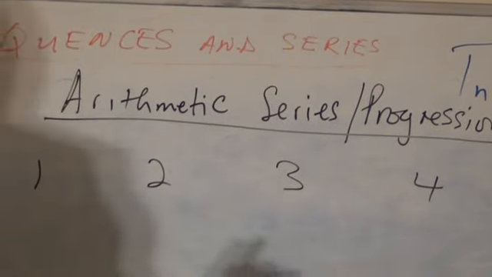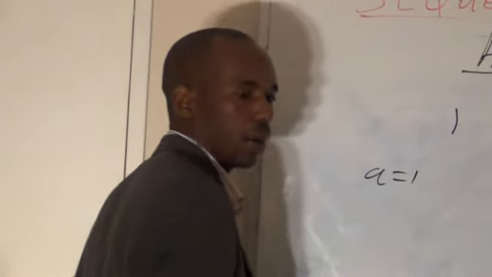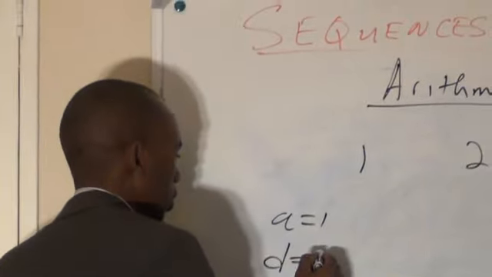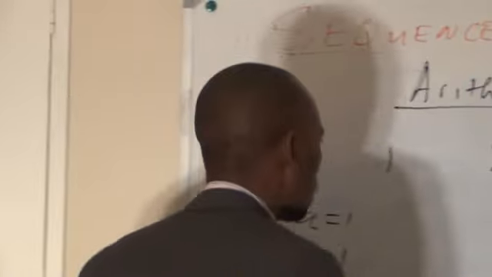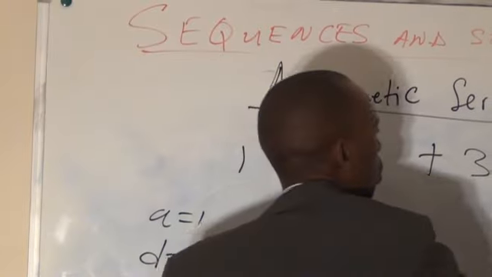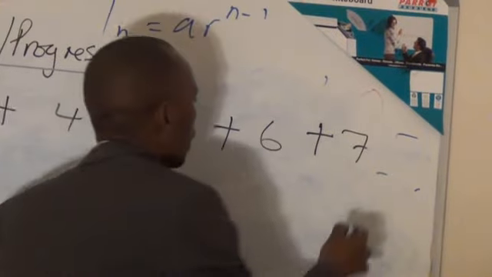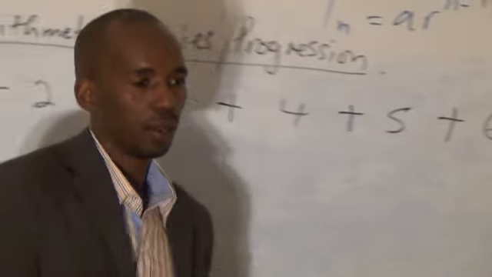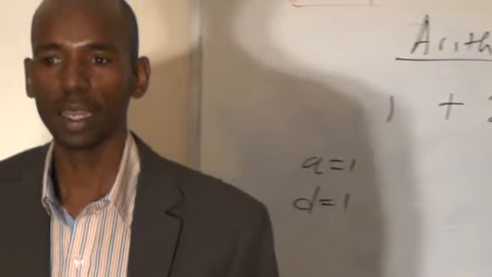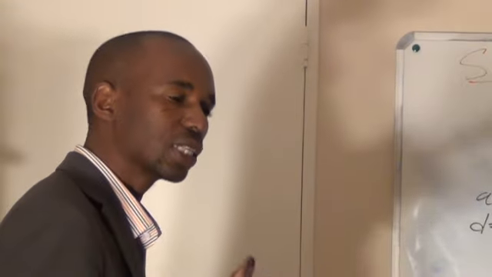That's the sequence. Agree? What is the first term of this sequence? 1. What is the common difference? 1. If I were to do the following, 1 plus 2 plus 3 plus 4 plus 5 plus 6 plus 7 plus some term n, what I've just created there is an arithmetic progression. It's an arithmetic series, because I am adding the terms of an arithmetic sequence.